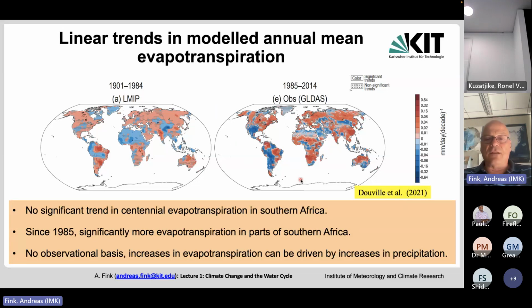When we go to the more recent period, there is significantly more evapotranspiration in parts of Southern Africa, but also in the region where it rained more. So there is no observational basis of that. That's only model. And increases in evapotranspiration can be driven by increases in precipitation, not solely by increase in temperature or winds.